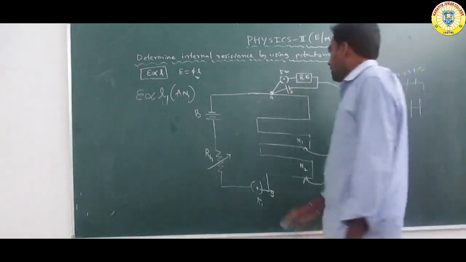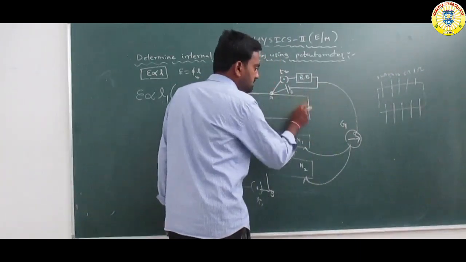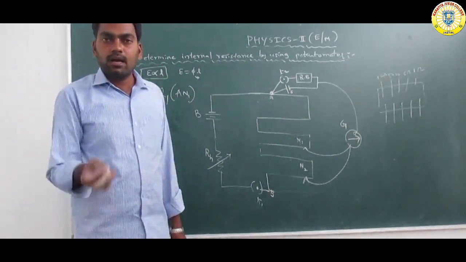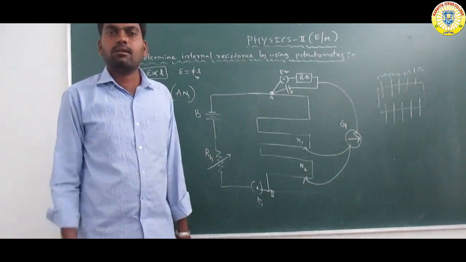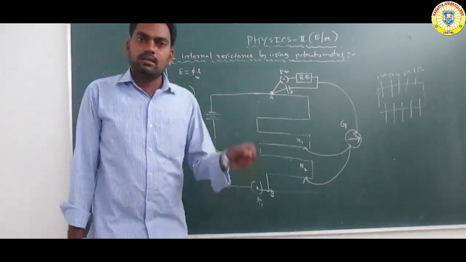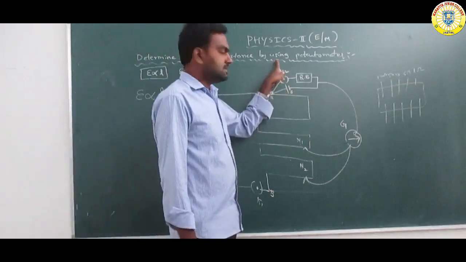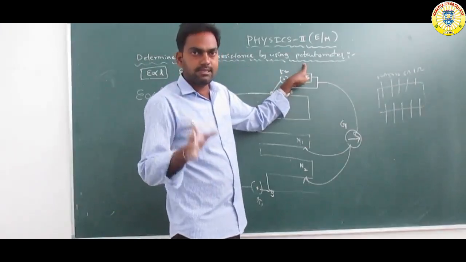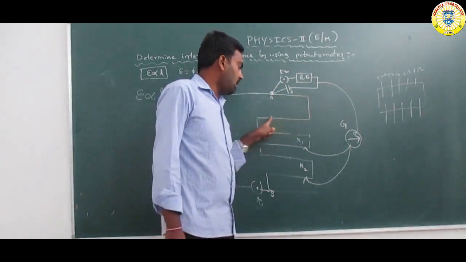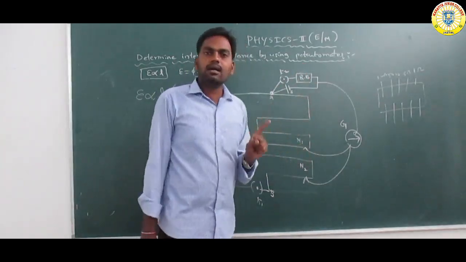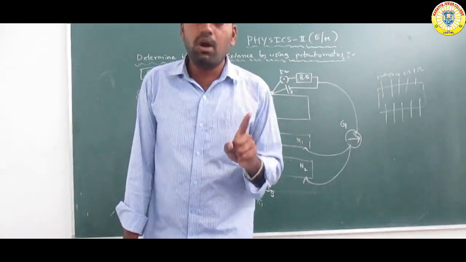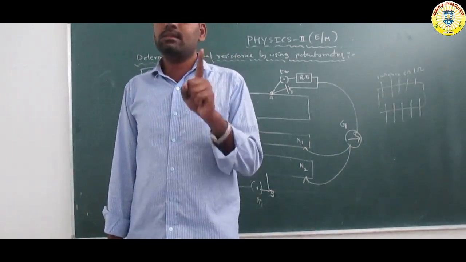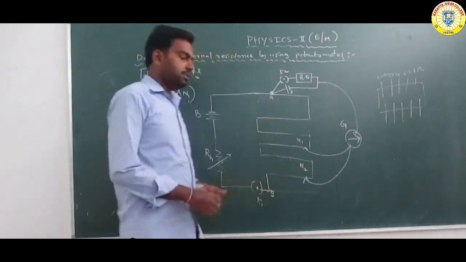Now here also the jockey is moving on the potentiometer wire until the galvanometer shows zero, or null, deflection. The plug key is removed and a suitable resistance is introduced in the circuit from the resistance box. Now the jockey is moving on the potentiometer wire till the galvanometer shows null deflection. At that particular time, we find the length L2, that is AN2.